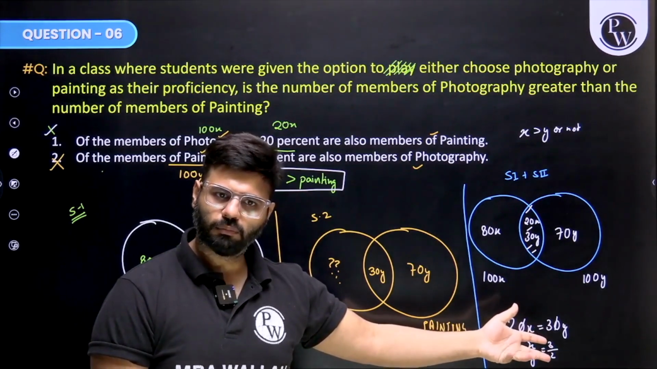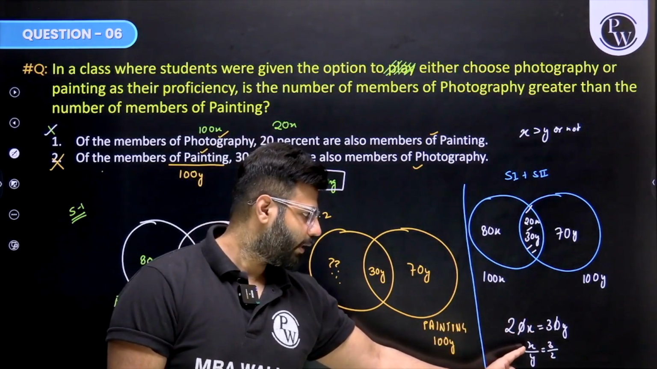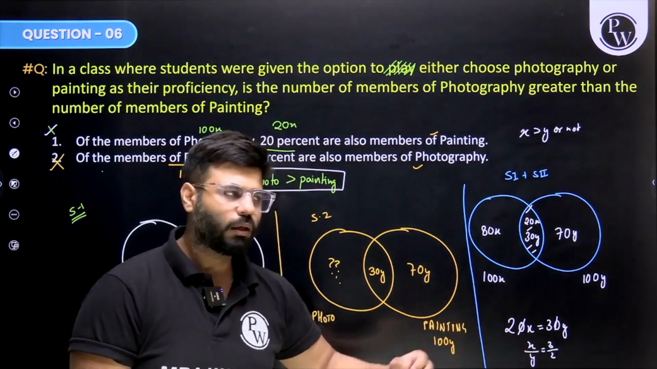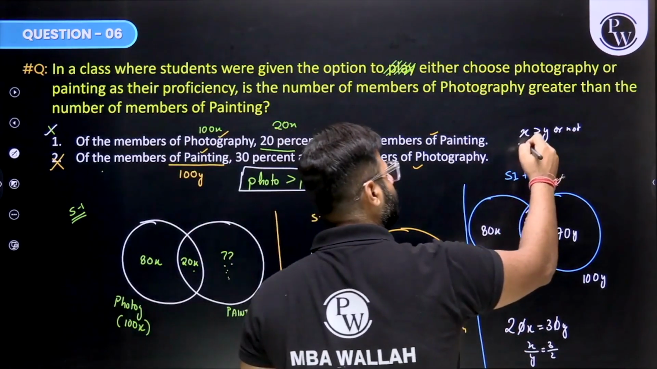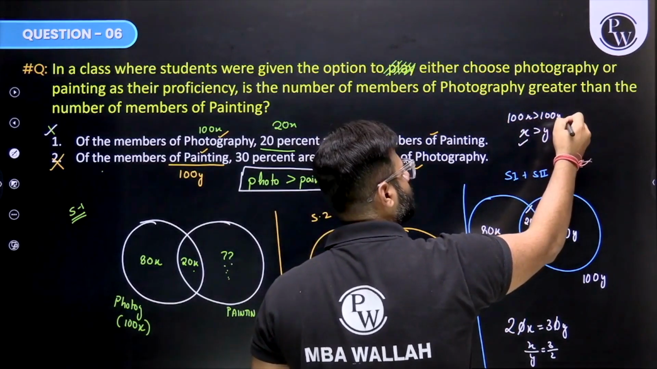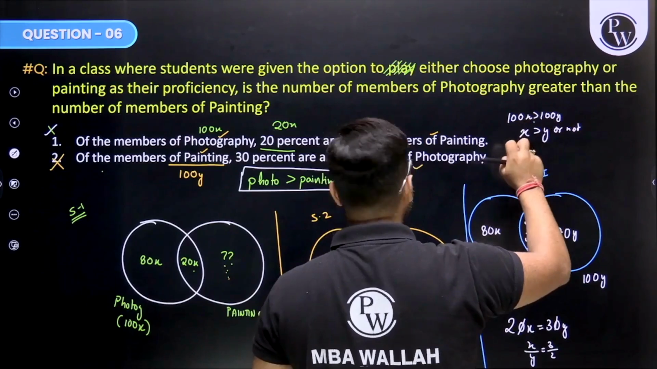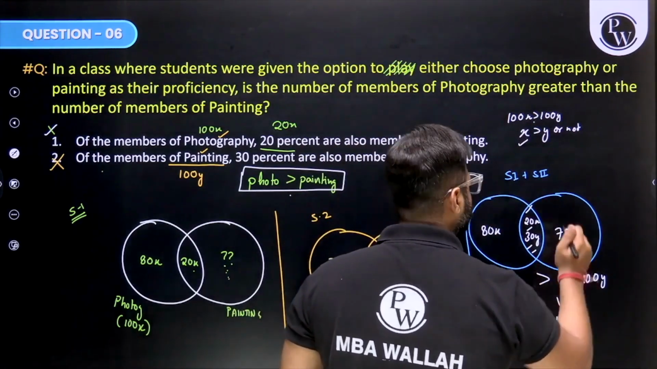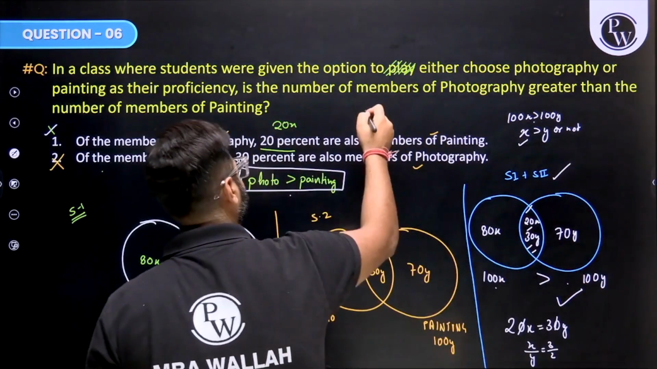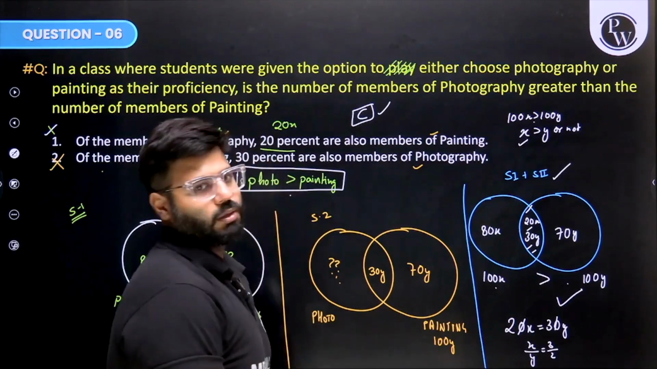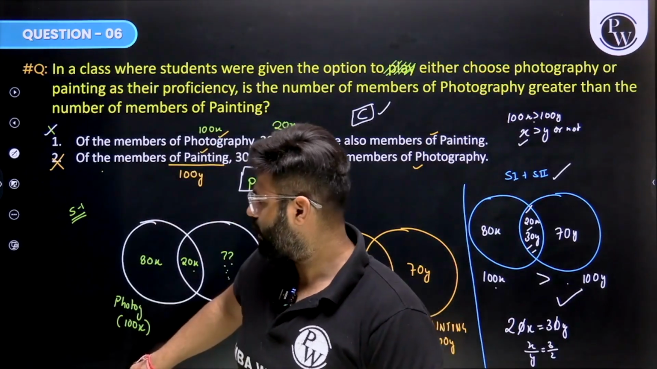Another way to say it: you can directly assume if x is 3 then y is 2. Their ratio is 3:2, so 3 is bigger. So yes, x is greater than y, and yes, 100x is greater than 100y. I can tell you this, isn't it? And if this is true, that means photography is greater than painting. Now I know it. So once you club it, the data becomes sufficient. The answer is C. If it didn't work even after combining, the answer would have been E.